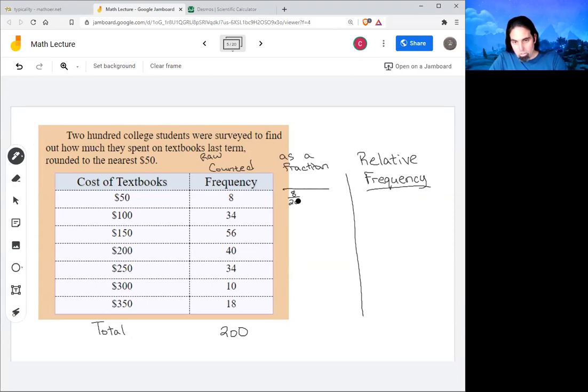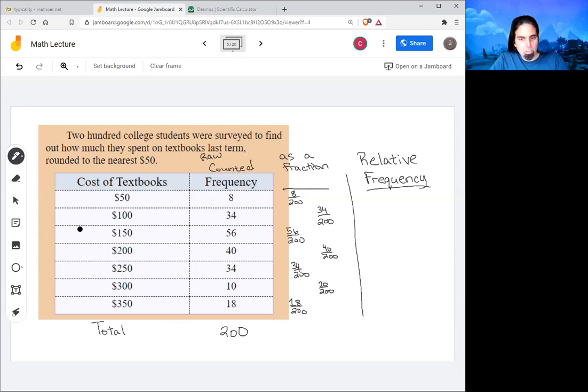8 over 200, 34 out of 200, 56 out of 200, 40 out of 200, 34 out of 200, 10 out of 200, 18 out of 200.